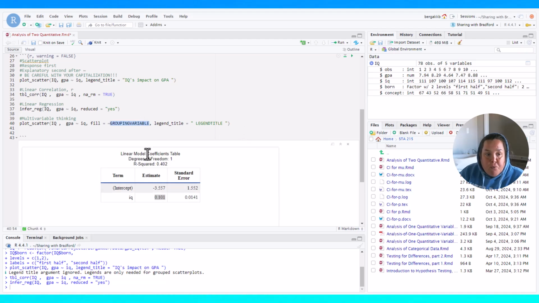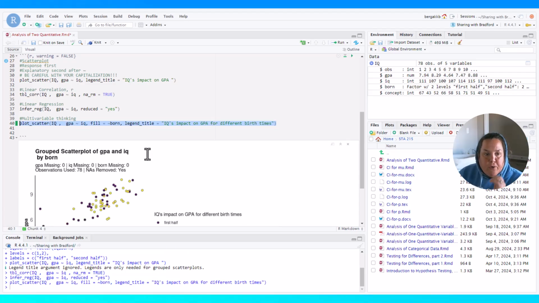Okay, then the last one, we want to see if there's a difference in what time of the year people were born, and that variable is born, for their IQ versus GPA. So IQ impact on GPA for different birth times. So I'll just say it like that. All right, we're going to run that.